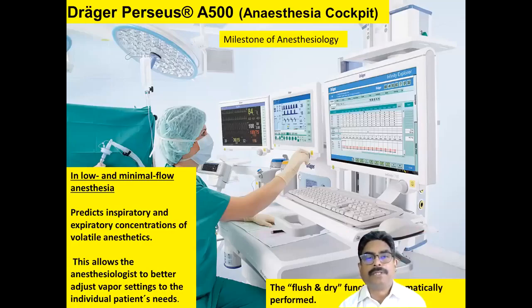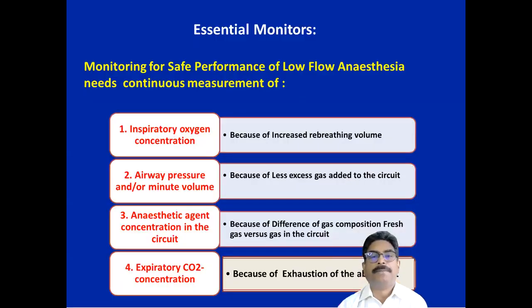So coming to the Dräger Perseus A500, here also it adjusts the fresh gas flow and the vaporizer anesthetic concentration according to the set end-tidal anesthetic gases. It is more advanced for low flow anesthesia. You can say it is a milestone in the anesthesia for low flow anesthesia technique.